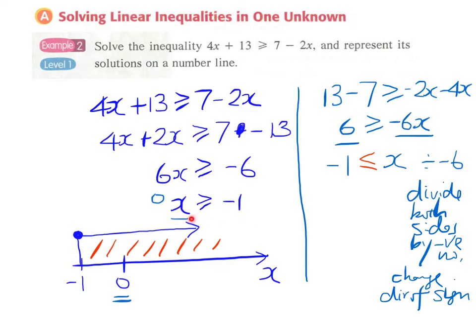So again, the answer is the same as the first method. But this method actually requires us to change the direction of this sign, and this is quite a bit difficult because it is very easy for us to overlook or just ignore the sign. So remember, there is a hint on solving inequality: if possible, we don't want the coefficient of x to be a minus number. We want a positive coefficient for x.